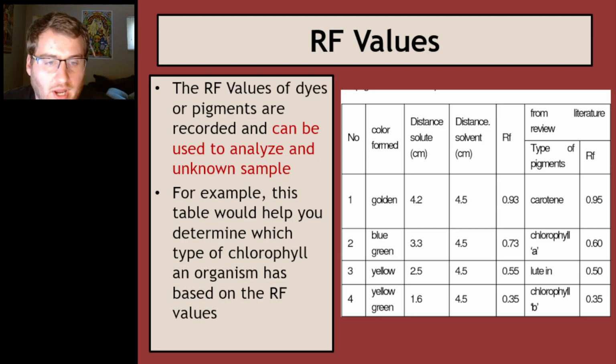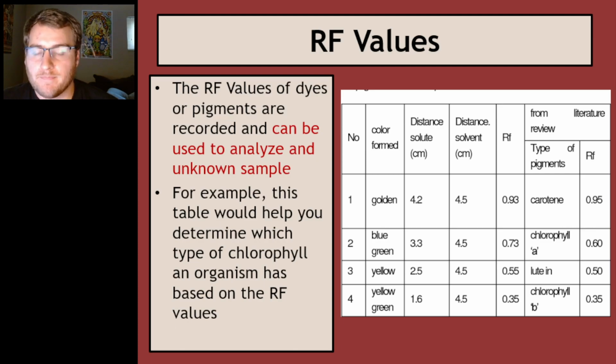So over here, I have some examples of different types of chlorophyll, right? We have chlorophyll A, chlorophyll B, carotene, lutein, whatever. You have these different things and they have a literature RF value, meaning this is what their RF should be expected to be. And whatever experiment this was, you can see that these numbers pretty much match with what their expected RFs are.